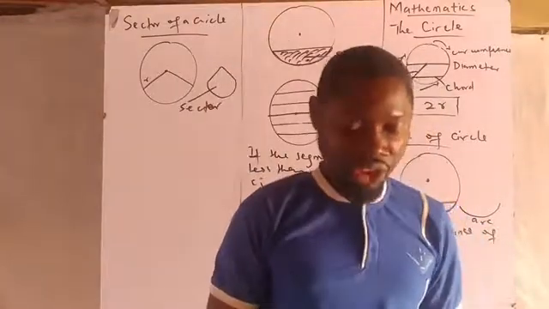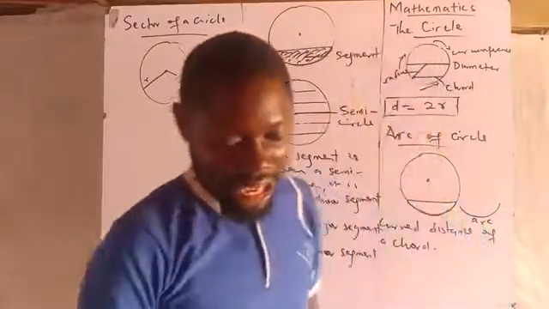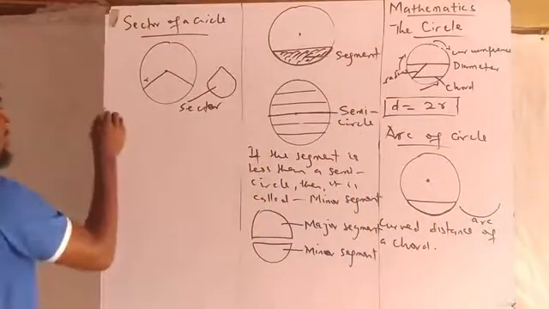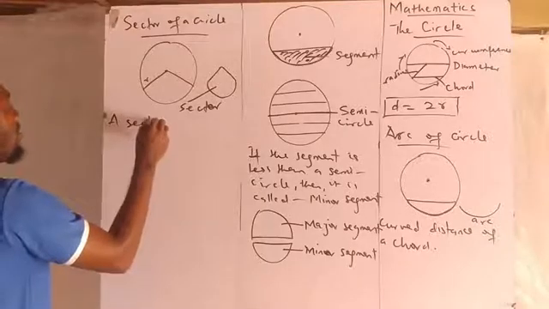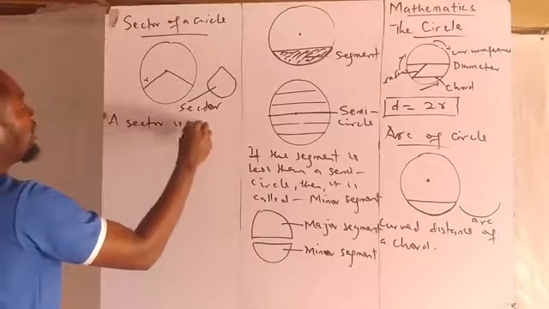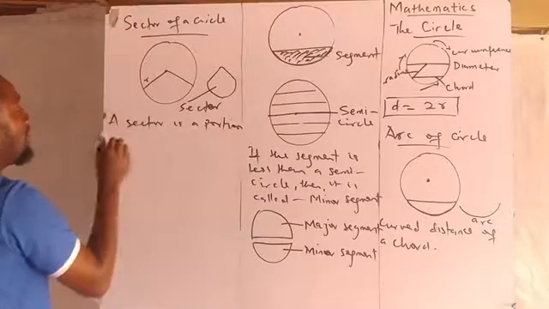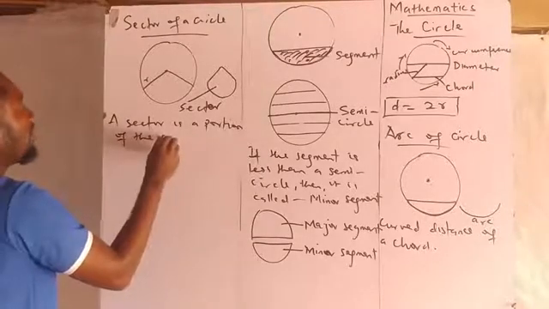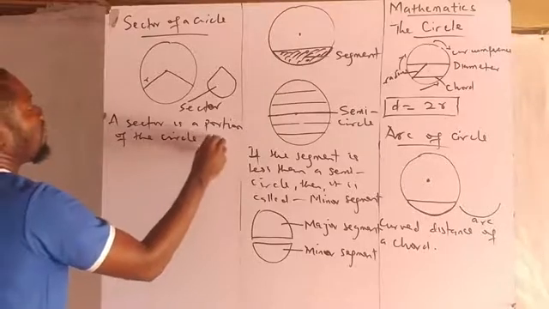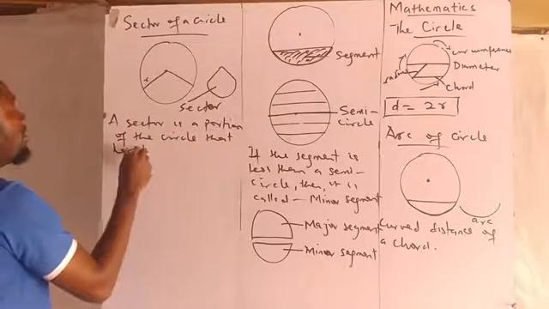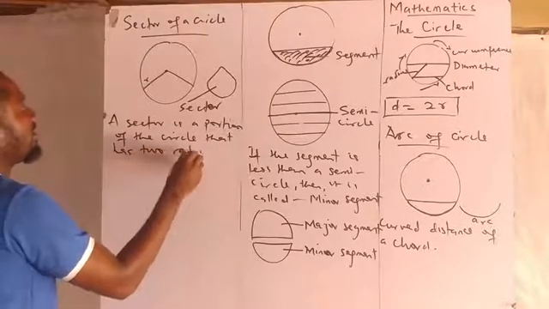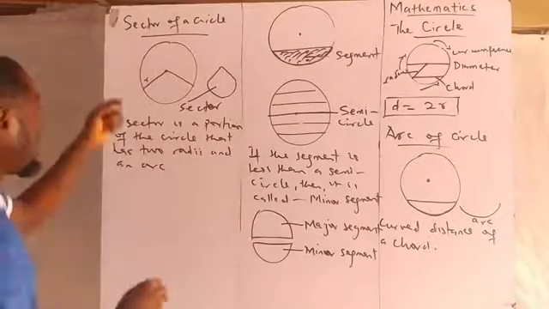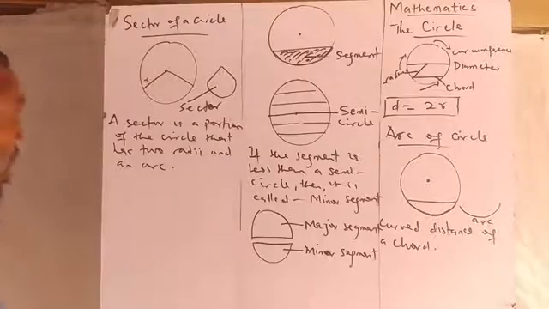So a sector has two radii and the arc. A sector is a portion of a disc enclosed by two radii and an arc. A sector is a portion of the circle that has two radii and an arc. So there we have the sector of a circle.